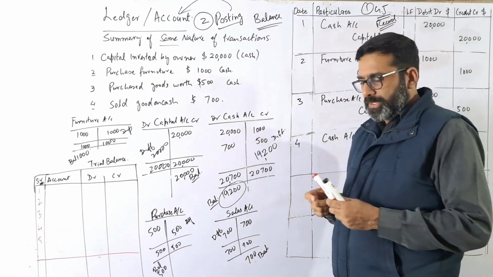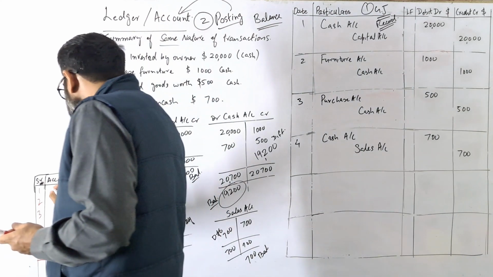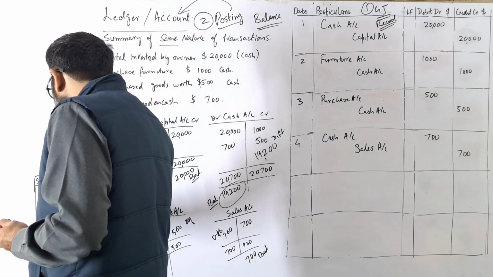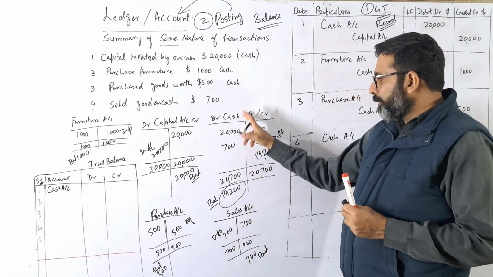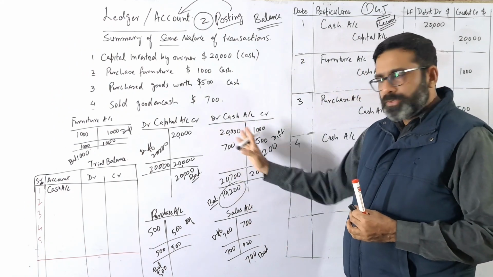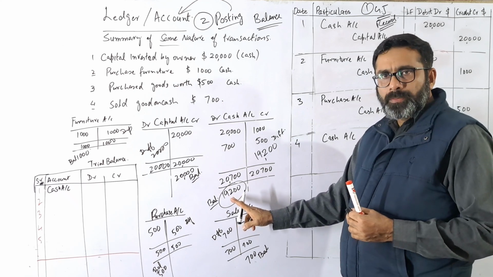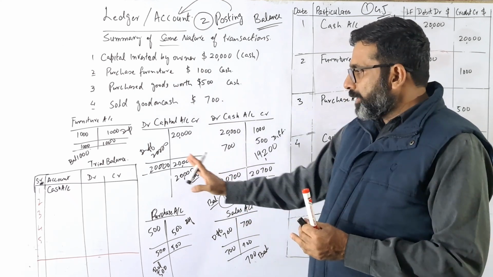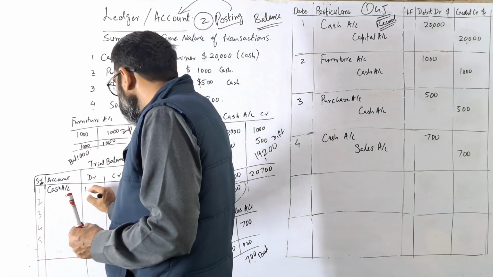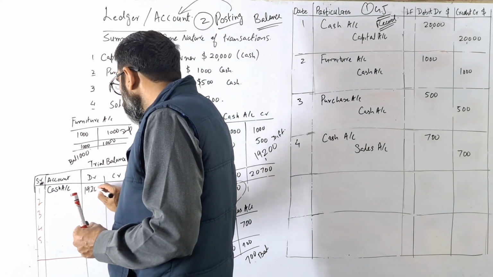That is the cash account. Now the cash account has a balance. Obviously the debit side was heavier, so the balance is on the debit side. So how much is that? That is 19,200. So we will write the same amount here on the debit side, 19,200.